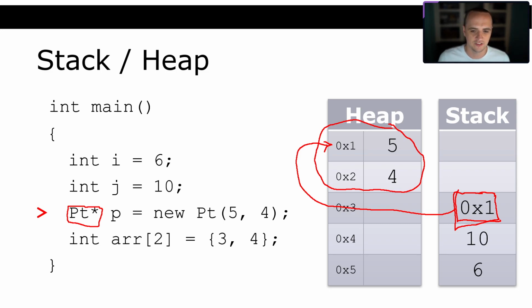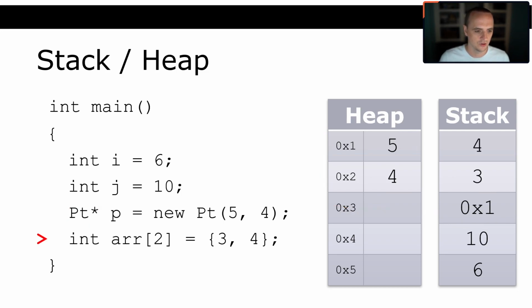So now that that's done, we've got this 0x1 on the stack. And now the next thing we're going to do is allocate an integer array on the stack. So this is an int array of size 2, and we're going to have values 3 and 4 in it. Now, because it's stack allocated, it's going to go on the stack right here. So here's the 3 and here's the 4. Okay, so we've allocated all of our memory, and now we get to the end of the main function, or whatever function or scope we happen to be in.